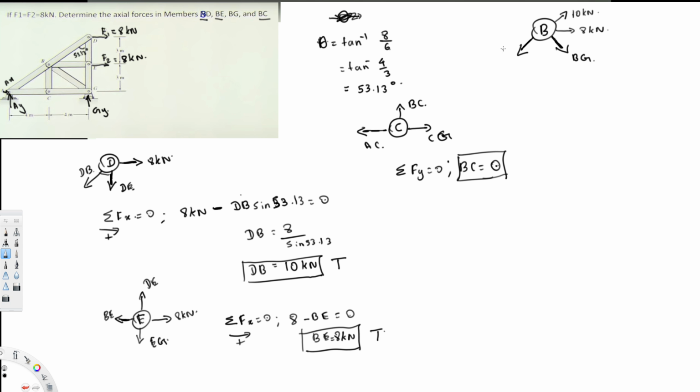We have BA in this direction. So we have two unknowns right here. Let's see how we can find them. Let's take summation of Fx equal to 0. If I do that, I will get 10. So we have to know this angle. This is going to be 90 minus this degree, so it comes out to be 36.87. Therefore this is going to be 10 cos 36.87, and I'm taking this direction positive, and 8 also plus.